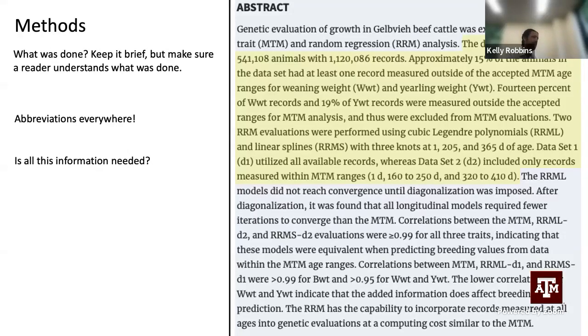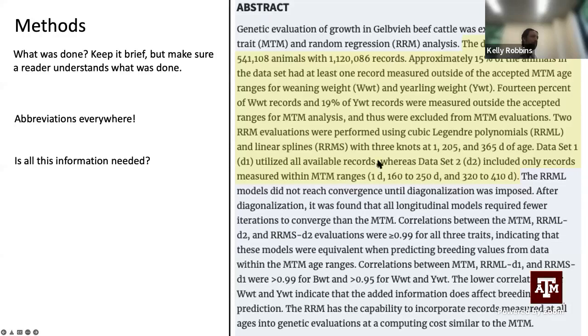But at the time, it's tempting to use abbreviations a lot in abstracts, right? Because it enables you to get a lot more information into the abstract. But it's definitely something you need to be careful about. But the real question with this method section is, is all of this information really needed? So I talk about what's in the data set. That's pretty important. But I also provide a lot of probably unnecessary detail about both the random regression models and the multi-trait models, right?